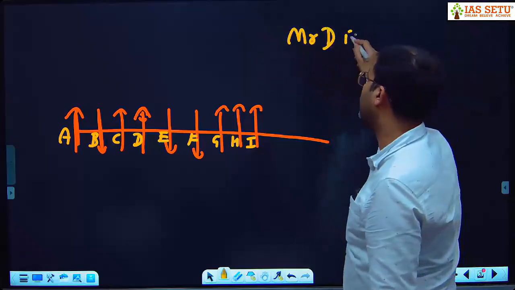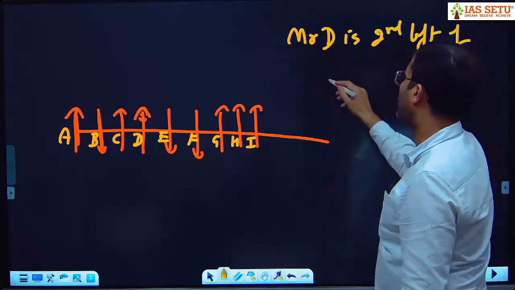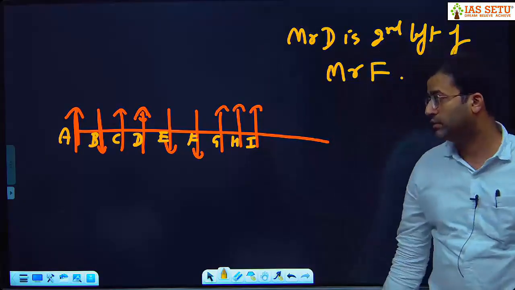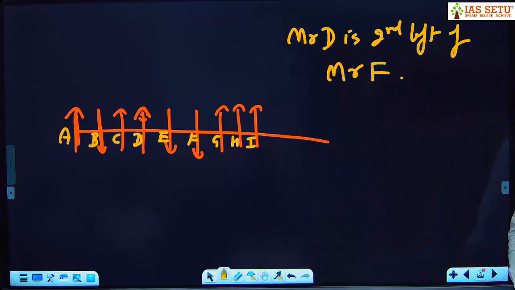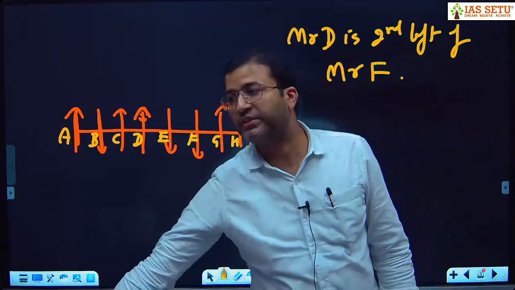Mr. D is second left of Mr. F. Mr. D is second left of Mr. F. Correct or wrong? Why? Because it is second right. D is in the right of F.